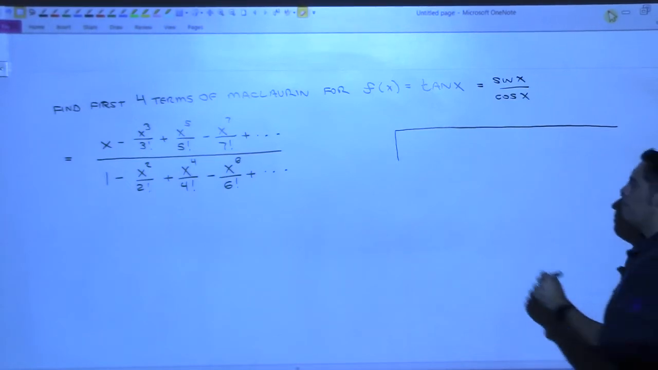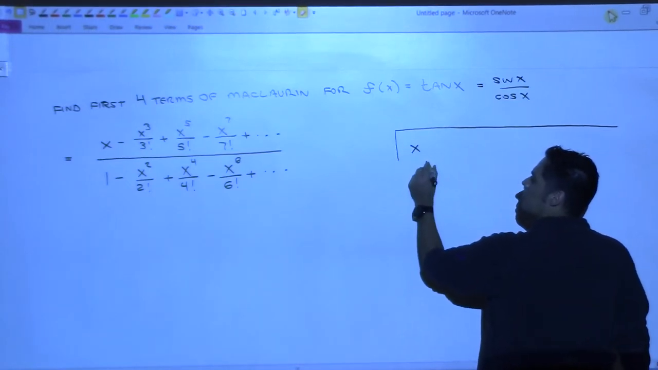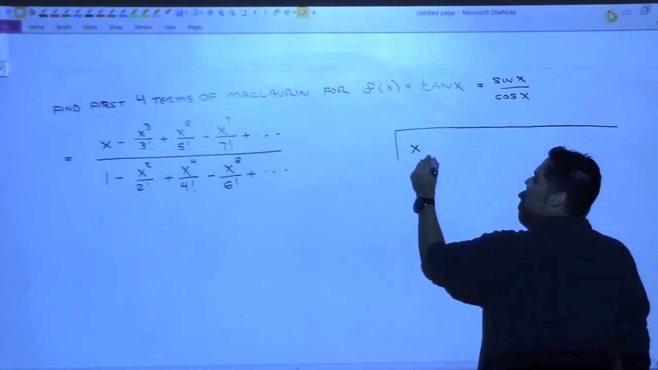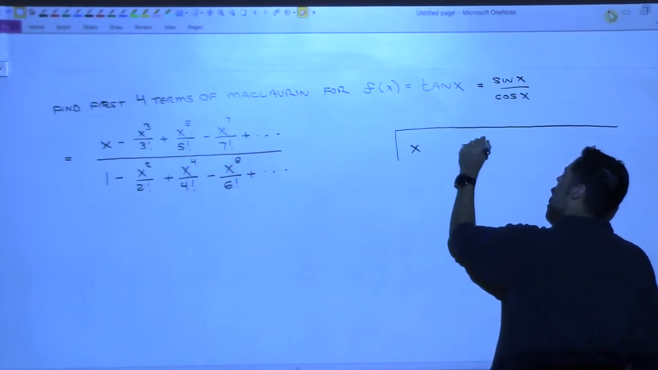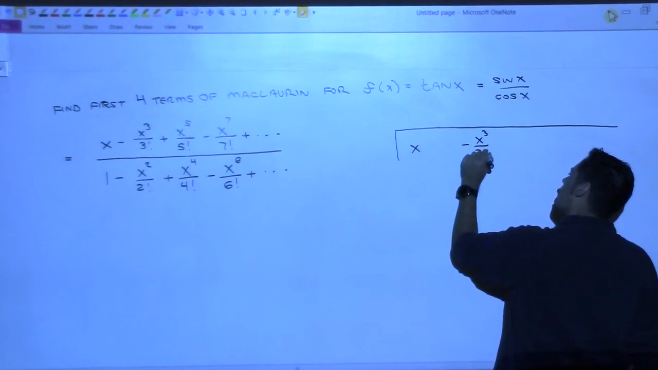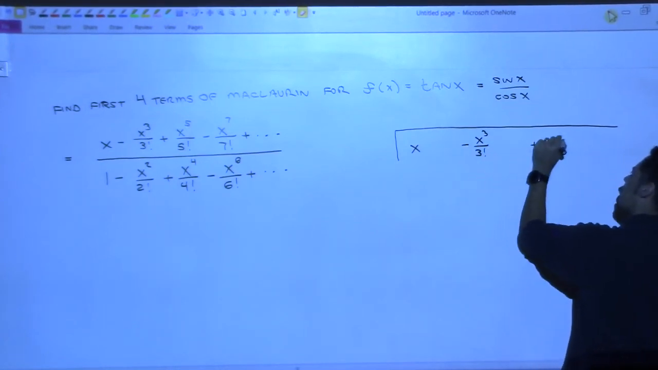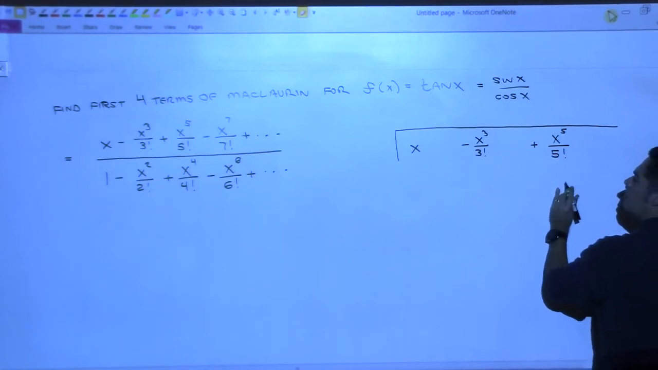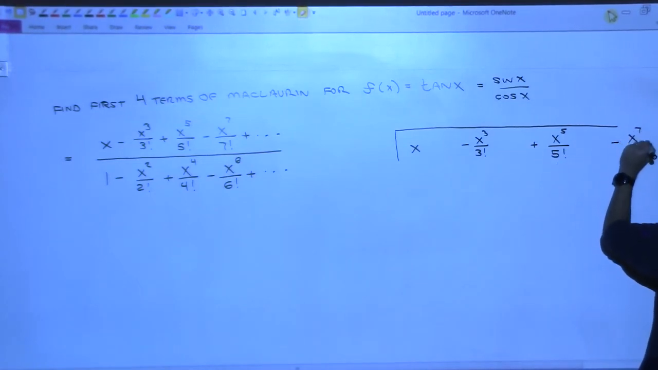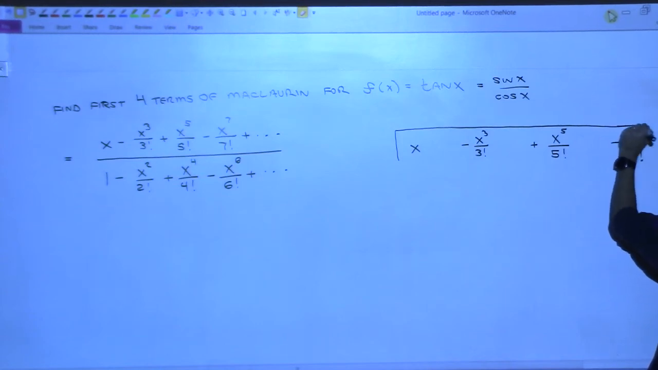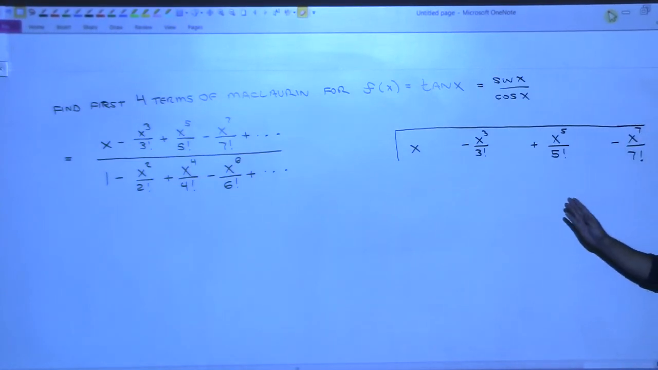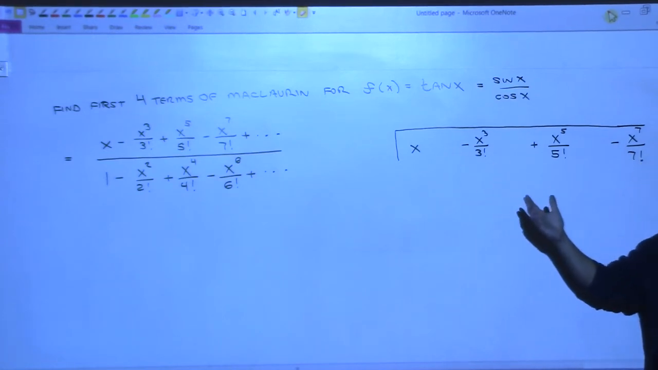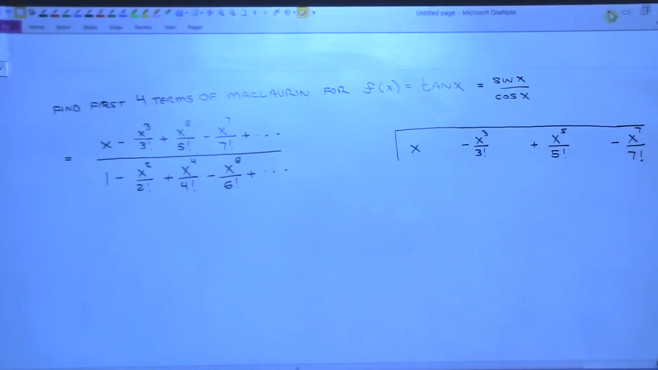The numerator. X minus x cubed over 3 factorial plus x to the 5th over 5 factorial minus x to the 7th over 7 factorial. Notice my gaps. Do you see the gaps I've left there? Those are for my even terms if I have them, and I know I'm going to have them because I've got a cosine out there.